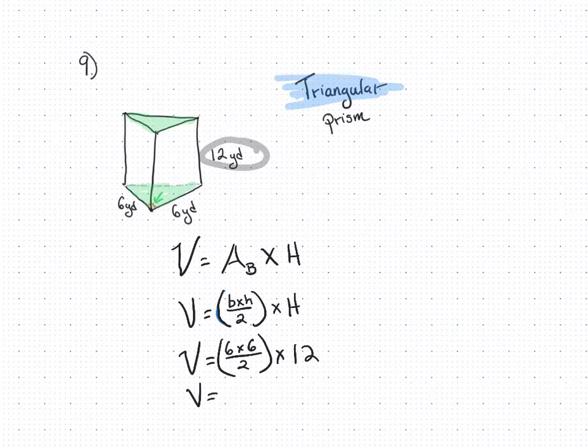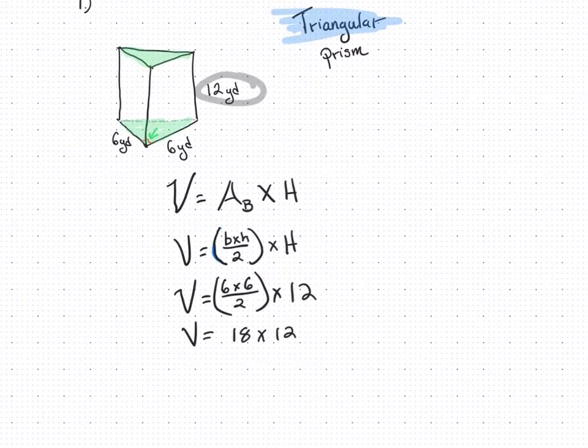So volume is equal to 6 times 6 is 36. 36 divided by 2 is going to be 18, times 12. And then if I come down here, that means that my volume is going to be equal to 216 yards cubed.